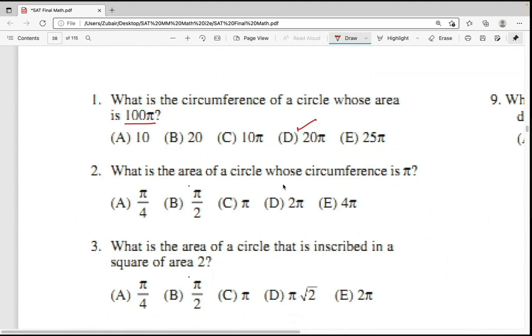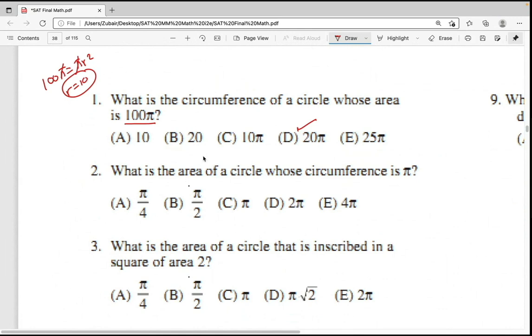Why did you get C? Did you take the radius or diameter? Circumference of a circle whose area is 100 pi. So area is equal to pi r squared. So I think I did 2 pi r squared. Yeah, be careful with that.